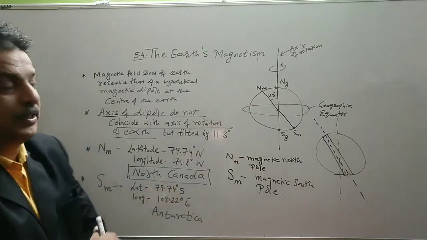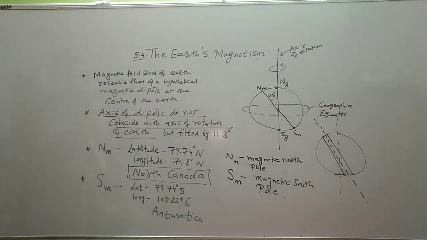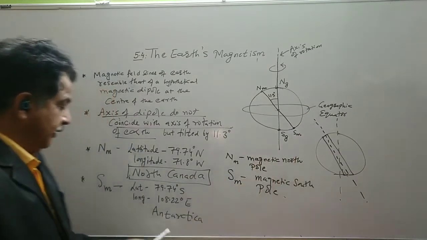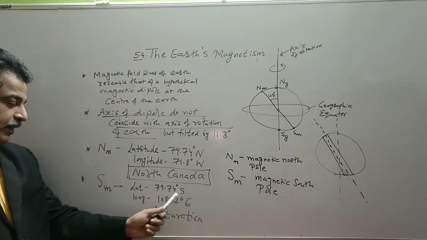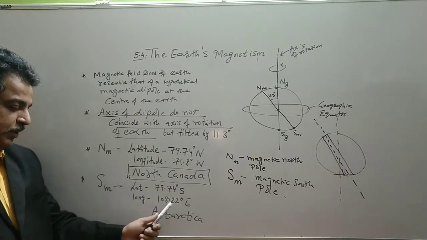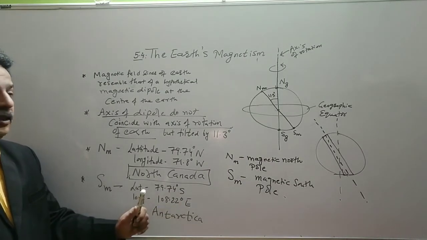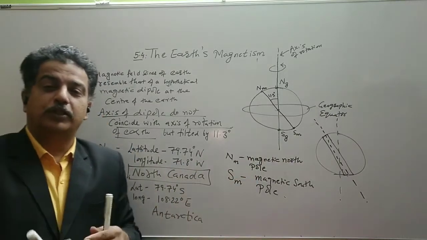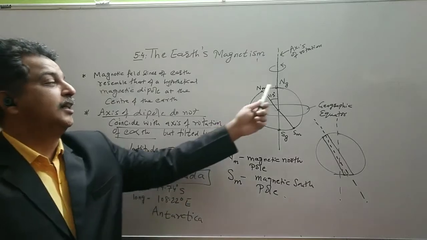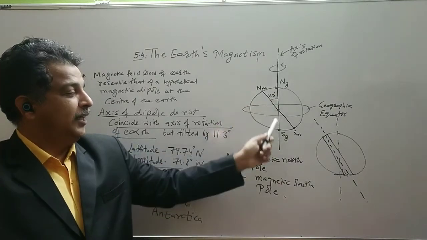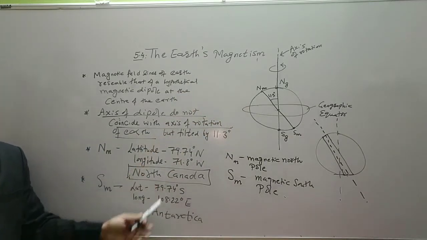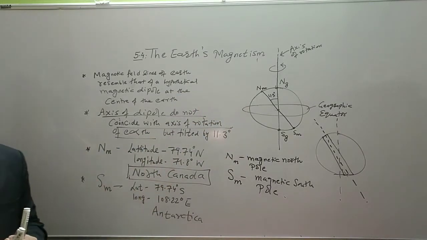So the geographic north is now separated from the magnetic North Pole, and in Antarctica we have latitude 79.74 south and longitude 108.22 degrees east. So this is the place where we have Antarctica. Earlier we used to assume that Canada and Antarctica are along these two poles. This is Canada, this is Antarctica, but the magnetic field or the poles are slightly shifted.